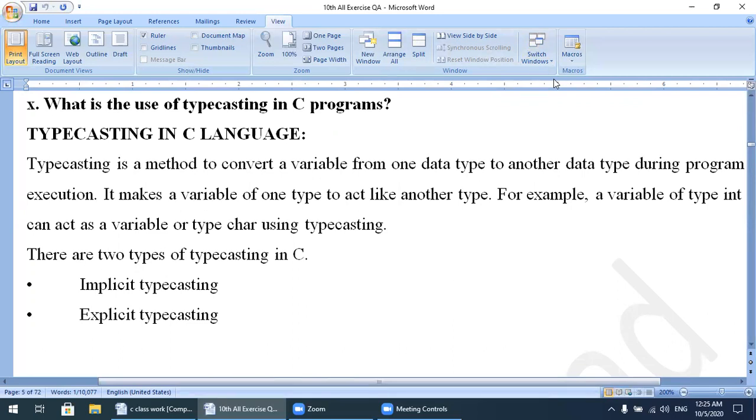Now, what is typecasting? I hope you understand typecasting. The meaning of typecasting is that whenever I convert one data type to another data type, this process is known as typecasting.